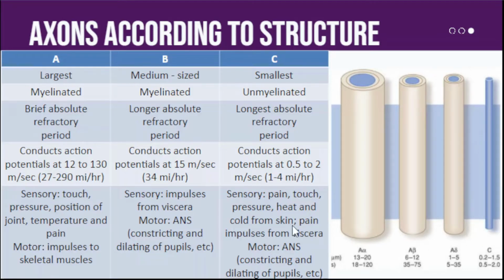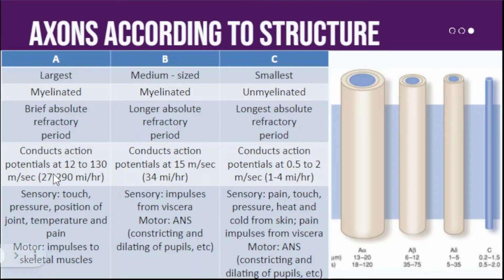Alright? Now, let's talk about the absolute refractory period. Later on, you'll understand the meaning of this term, no? But for now, kailangan lang natin maintindihan na kapag type A fiber, maikli lang yung absolute refractory period nila. Pag type B naman, longer compared to A. At kapag type C naman, it is the longest out of the three types of axons.